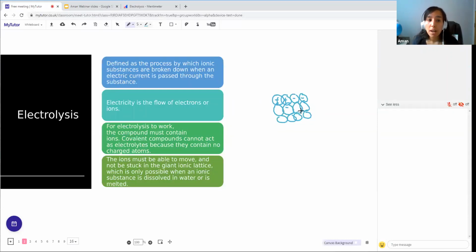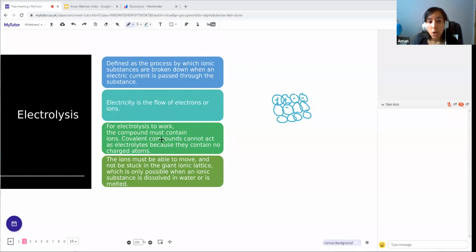So the 2 ways that electrolysis occurs is that we can melt this compound, make it a molten compound, or we can dissolve it in a solution, making it aqueous, and that will allow these ions to almost break apart from their structure and to flow. So for electrolysis to work, the compound must contain ions, and the ions must be able to move. And so that's only possible when it's dissolved in a solution or it's melted.